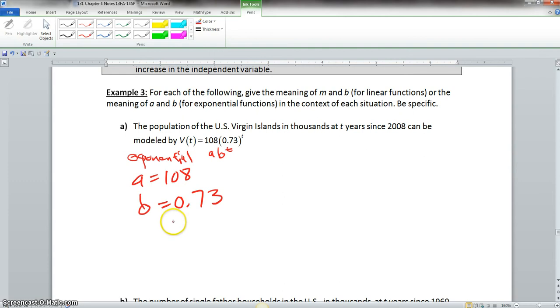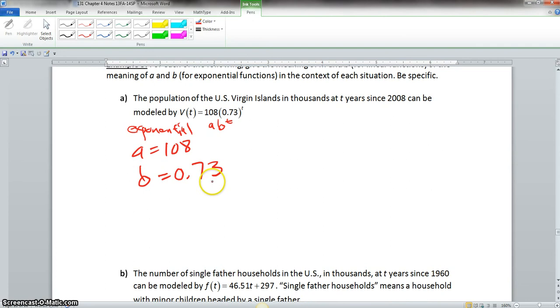Now, it says here, now we must take our B value and change it to a percent. So this B is actually 73%. And as we learned in previous problems, we would subtract 100% from this 73%. 73% minus 100% will give us a negative 27%. Now we can tell what both of these mean. A is equal to 108.